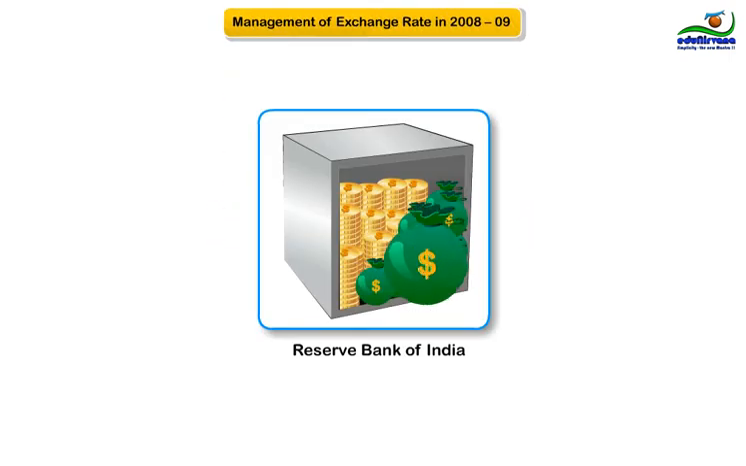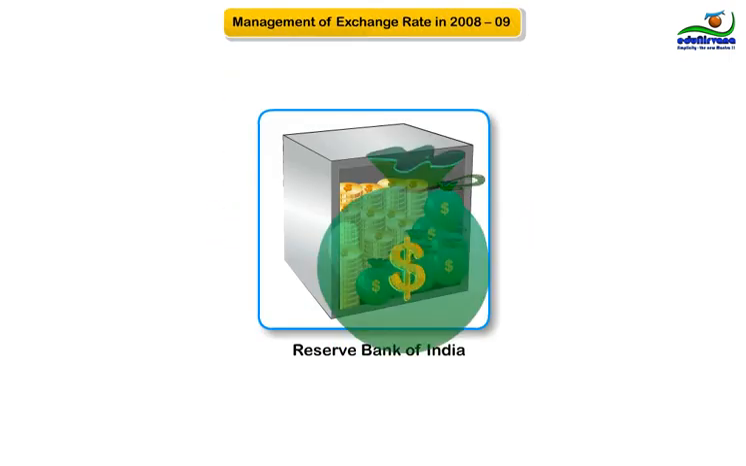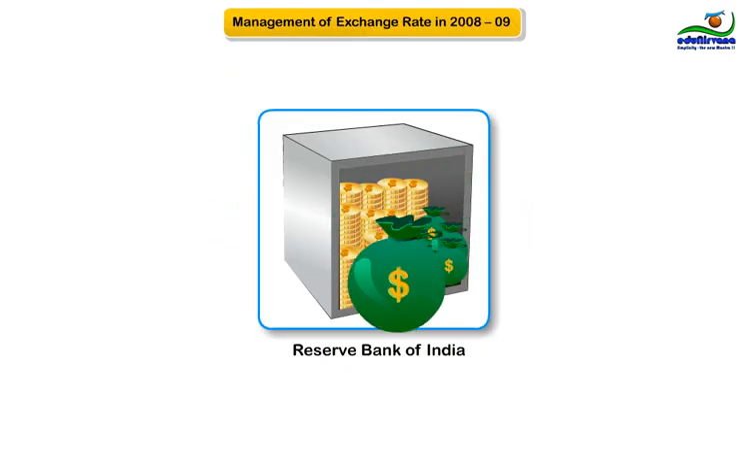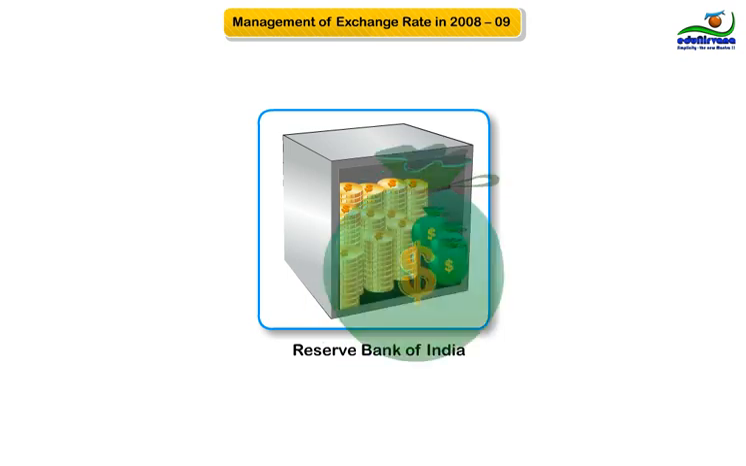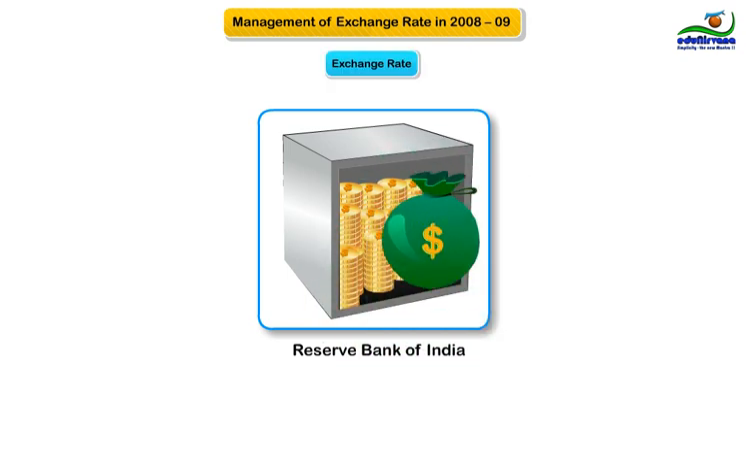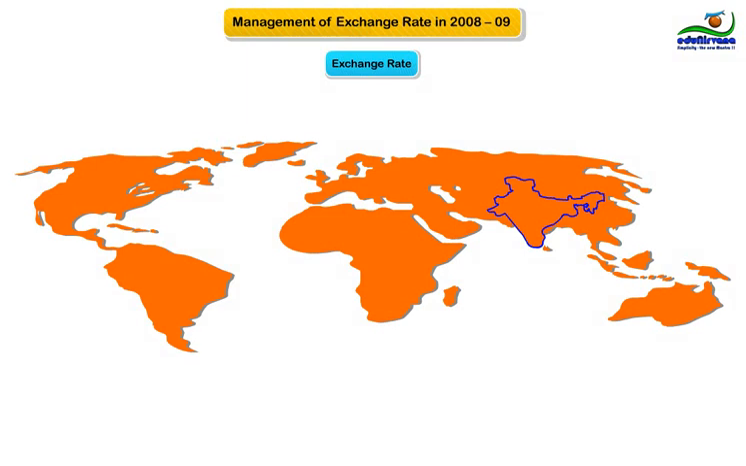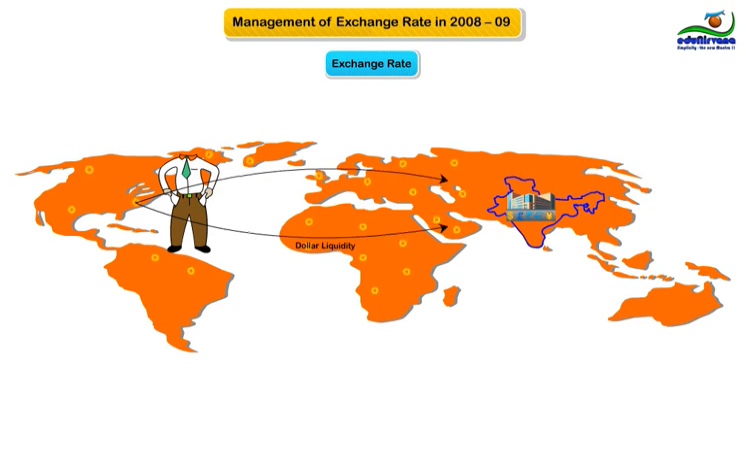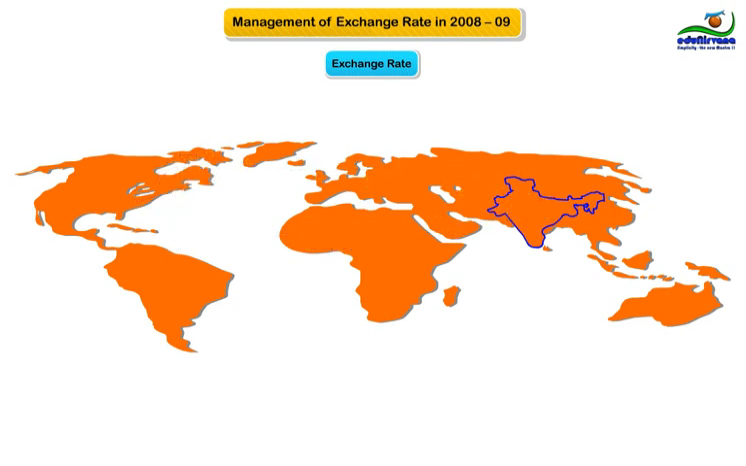Management of exchange rates in 2008-2009. Intervention by RBI in diluting forex reserves. Exchange rate. The cascading effect of the global financial crisis on the domestic foreign exchange market was felt through the dollar liquidity shocks emanating from the lower level of net capital inflows.